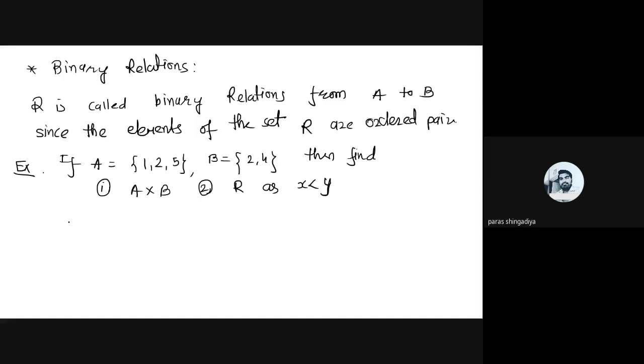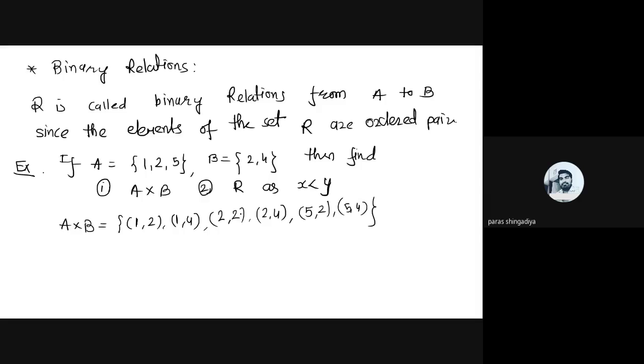Okay, so let us first check A cross B. A is equal to {1, 2, 5}, B is equal to {2, 4}. So A cross B is equal to: let us consider the first entry from A and pair it with both entries of B. So (1, 2) and then (1, 4). Now change the element, take 2 and pair it with all elements of B. So (2, 2) and (2, 4). And now change the element to 5, so (5, 2) and (5, 4).